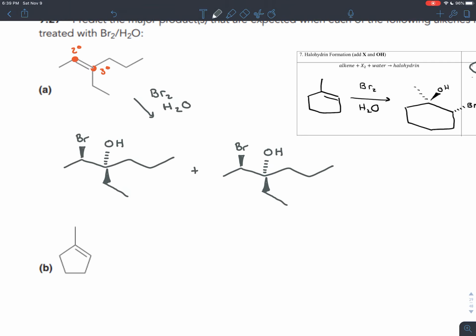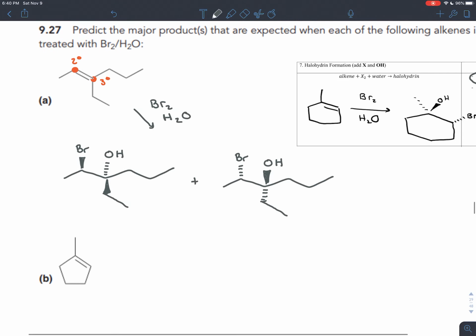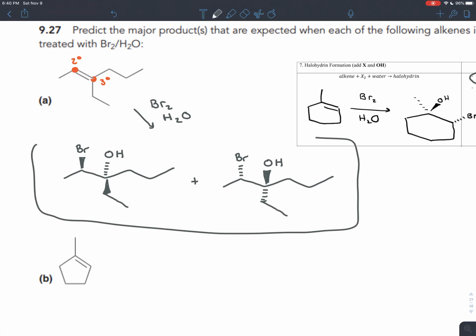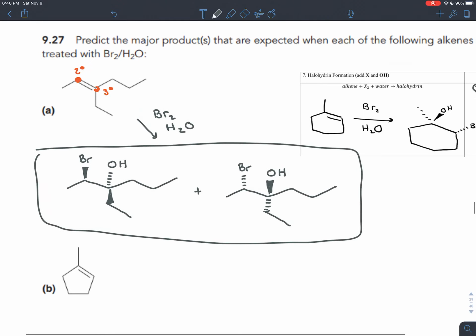Now to get the other enantiomer, just take any bond and switch its configuration. So if bromine is coming out, then we're going to have it going away in this enantiomer. If the OH is going away, we're going to have it coming out in the enantiomer. If the ethyl group is coming out, we're going to have it going away in the enantiomer. And so those are the two, you get a racemic 50-50 mixture of those 2 products. If you did halohydrin formation, you added a halogen and water to this alkene.